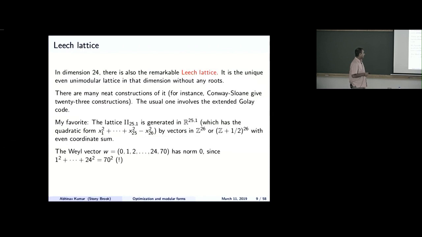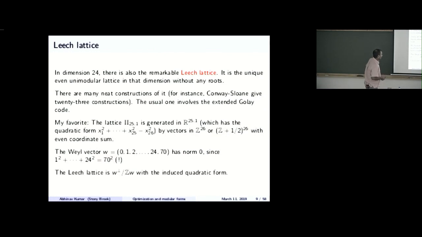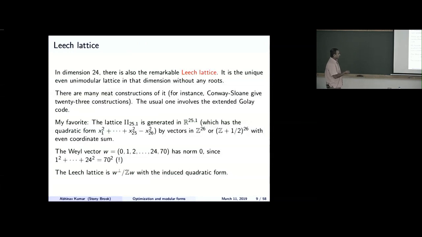There's a vector w, which is (0, 1, 2, ..., 24, 70), and it has norm 0 under this norm because of the identity 1 squared plus 2 squared plus ... plus 24 squared equals 70 squared. That's the maximum number, by the way, for which you can write such an identity, where the sum of consecutive squares equals something squared. This vector has pairing 0 with itself, so you take its orthogonal complement, which gets you down to 25 dimensions, and you mod out by w itself because it's orthogonal to itself. That gives you a positive definite lattice. That's the Leech lattice. Okay.